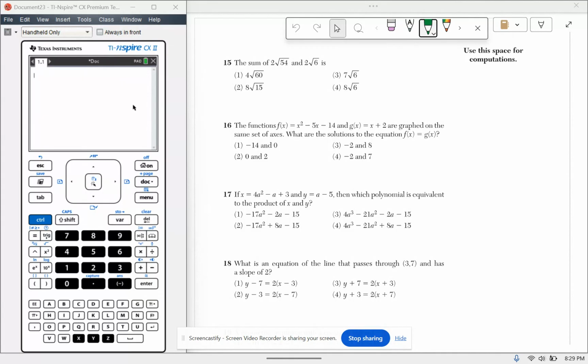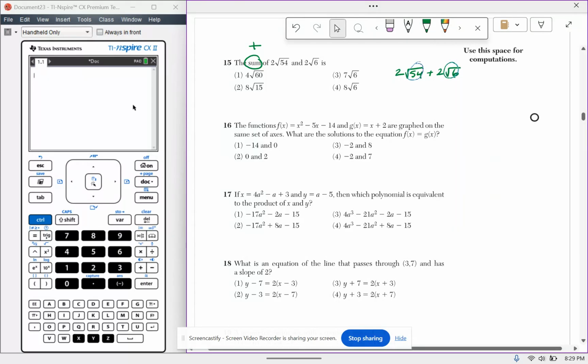The sum of 2 times the square root of 54 and 2 square root of 6. Sum is the operation of addition, so I'm going to set that up with addition. And remember, when you're adding or subtracting radicals, you need the same number under that radical symbol in order to be able to combine anything.